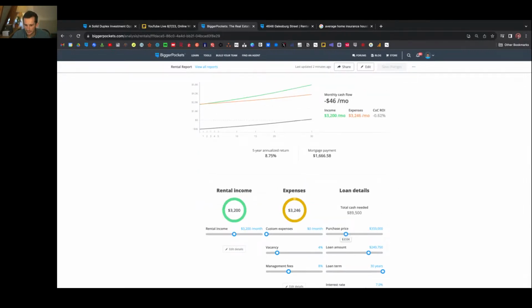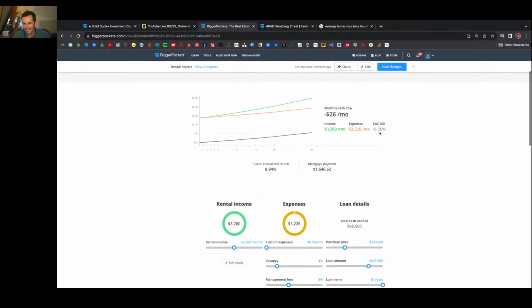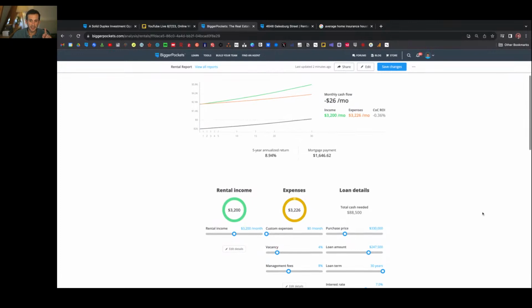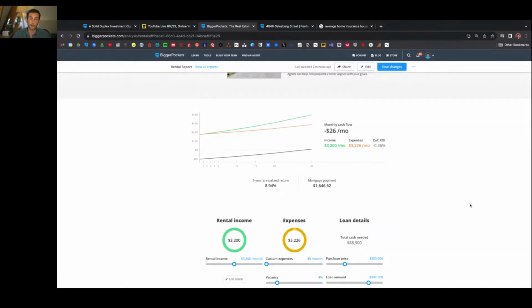Let's see if we just knocked it down, I don't know, 10%. That's getting you to about break even. To me, still not good enough. What about rent? Because we saw that one property that was $2,400 a month. If we could get $4,800 total, that would probably be a very good deal.